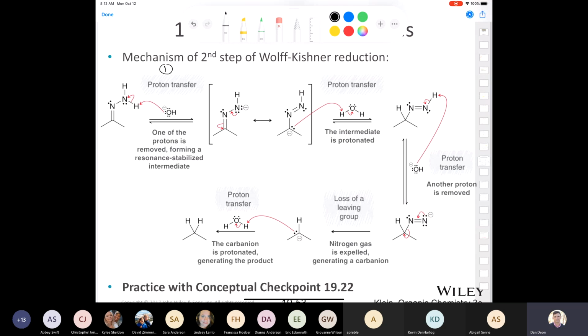Then we can draw a resonance contributor where we put the negative charge down here on the carbon, and then that can abstract a proton from water. We do another proton transfer with another equivalent of hydroxide, and that is where we end up liberating our nitrogen gas right here in this step. And then we just do another proton transfer, and there's our alkane. So the mechanism of Wolff-Kishner reduction: 1, 2, 3, 4 proton transfers and a loss of leaving group.